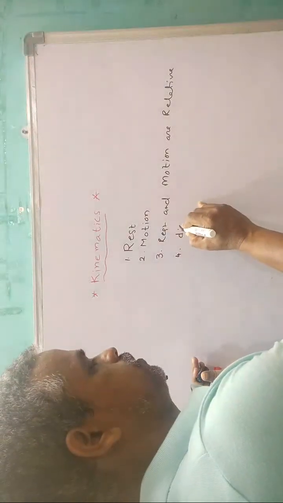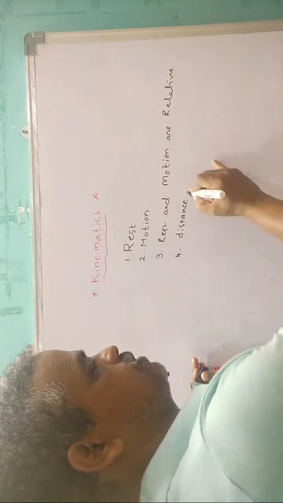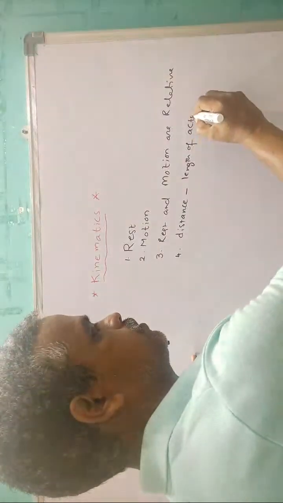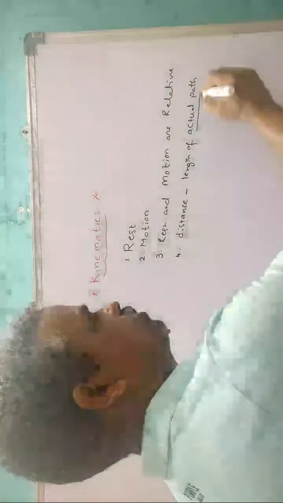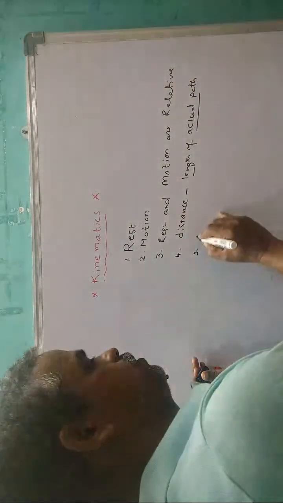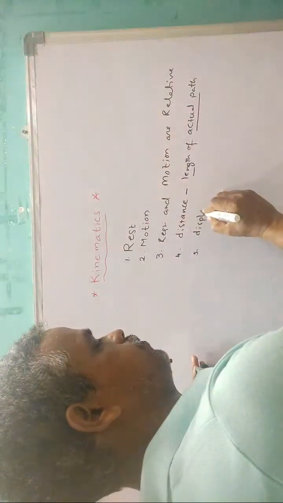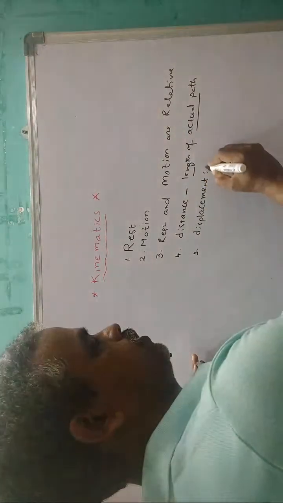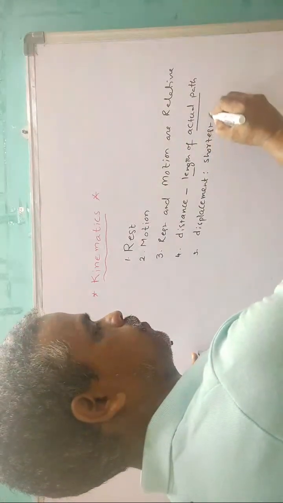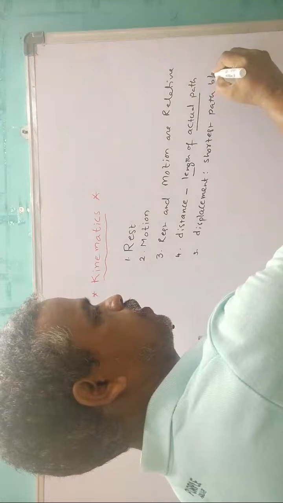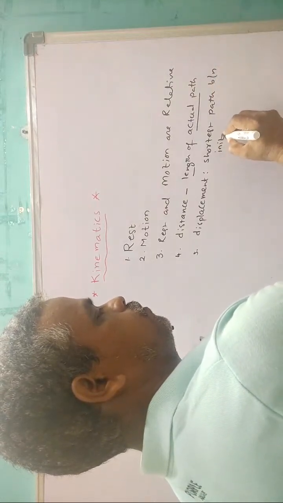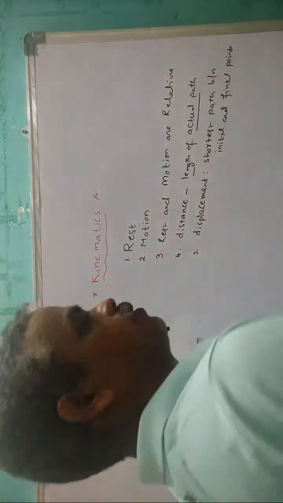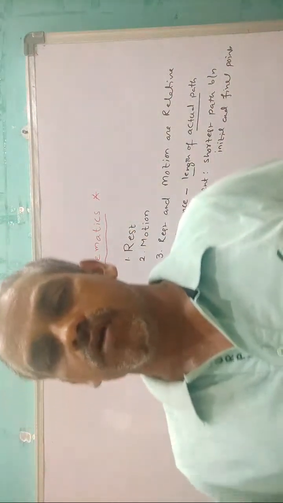we discussed distance. Distance is nothing but the length of the actual path. Then one more we discussed: displacement. This is the shortest path between the initial and final points.